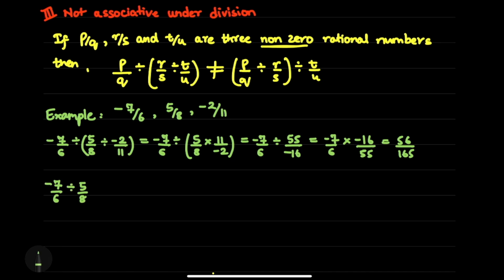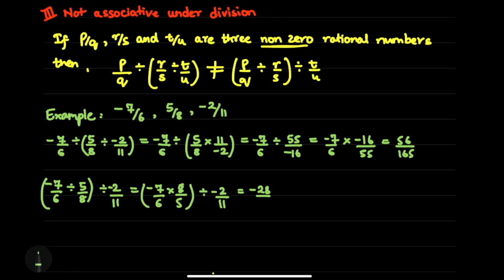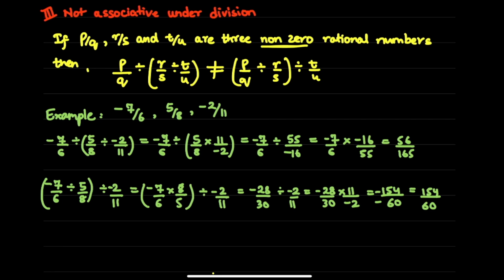Next, we will evaluate the right-hand side, which is minus 7 by 6 divided by 5 by 8 whole divided by minus 2 by 11. And this gives us the final value of 154 by 60, which is not equal to the left-hand side. Therefore, we verify that under division, the associative property does not hold.